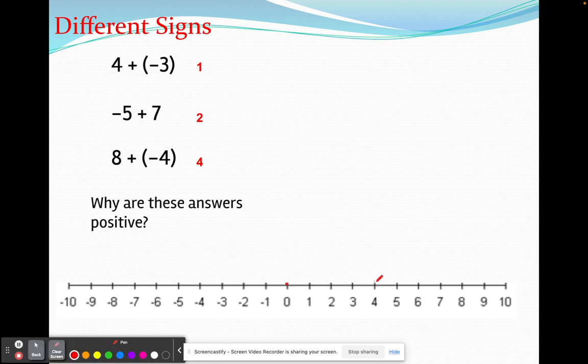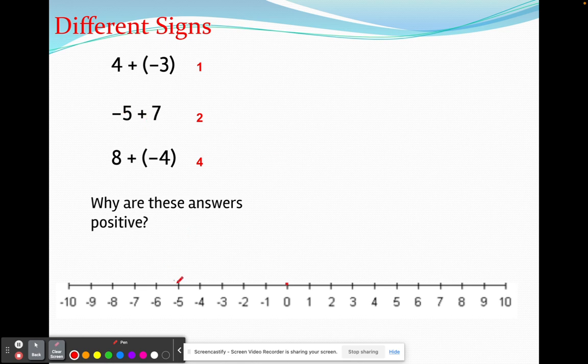If I'm at 4 and I add a negative 3, if you remember in 6th grade we taught you to always start at the starting number and face that direction, but whenever you see a minus, you turn around. So if I start at 4, I see that minus 3, I'm going to turn around and go here. So 4 plus negative 3 is going to go this way. 1, 2, 3, and that's going to leave me at positive 1.